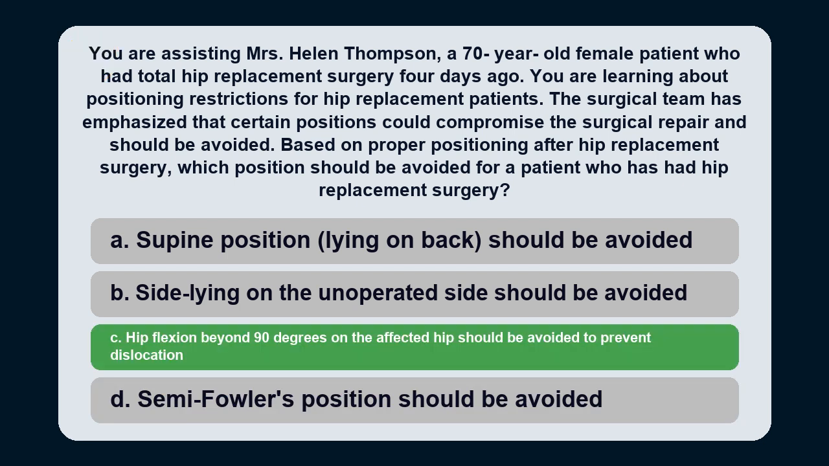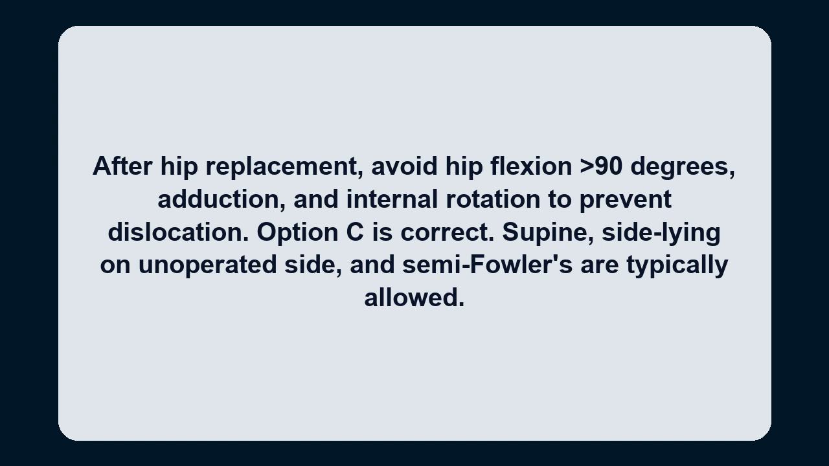The answer is C. After hip replacement, avoid hip flexion greater than 90 degrees, adduction, and internal rotation to prevent dislocation. Option C is correct. Supine, side lying on the operated side, and semi-Fowler's are typically allowed.